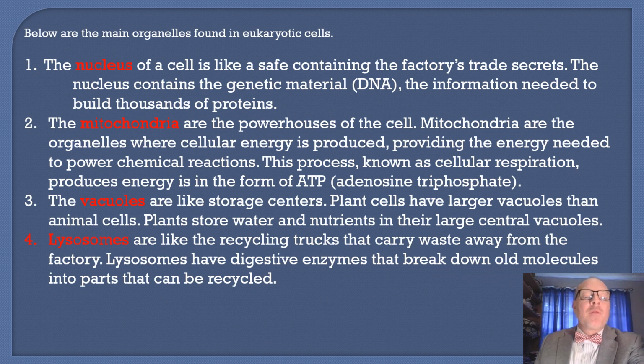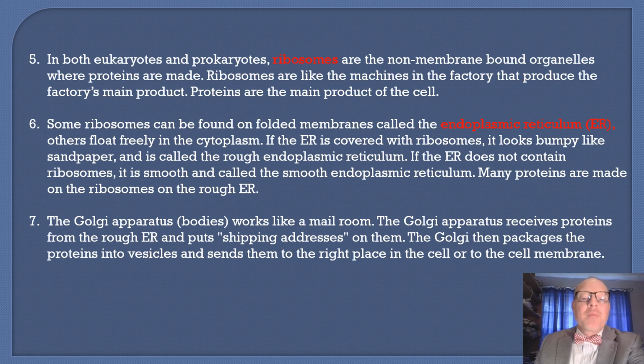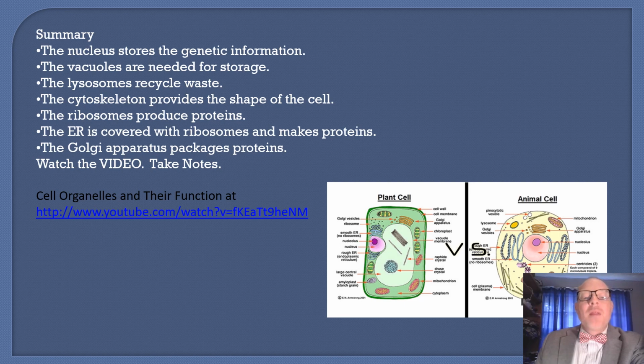Some other organelles we're going to be learning about are the nucleus, the mitochondria, the vacuoles, and the lysosomes. Again, these are the different types of jobs that they do inside the cell, much like different people do different jobs within a factory. Ribosomes are another one that we're going to be talking about, the endoplasmic reticulum, or the ER, and then the Golgi apparatus, or the Golgi bodies.